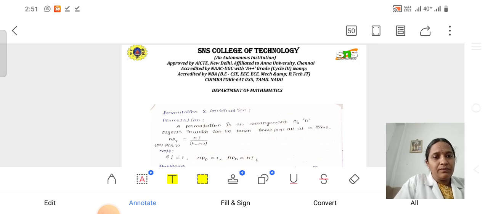Here is the permutation definition. A permutation is an arrangement of n objects in which some or all can be taken at a time. It is given by the formula nPr is equal to n factorial by n minus r factorial. Some notes: 0 factorial value is 1. nP0 is equal to 1. Similarly nPn is equal to n factorial.